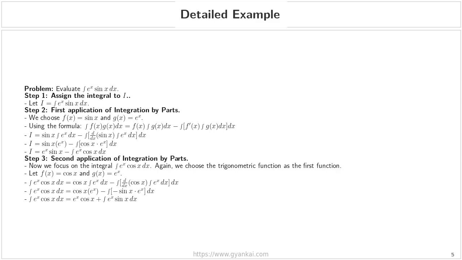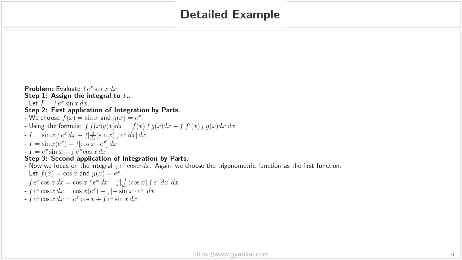Step 3. Second application of integration by parts. Notice that we now have a new integral, the integral of e to the power of x times cosine x. This looks similar to our original integral, which is a key indicator that we're on the right track. We need to apply integration by parts again. We'll choose the trigonometric function, cosine x, as our u and the exponential function, e to the power of x, as our v.